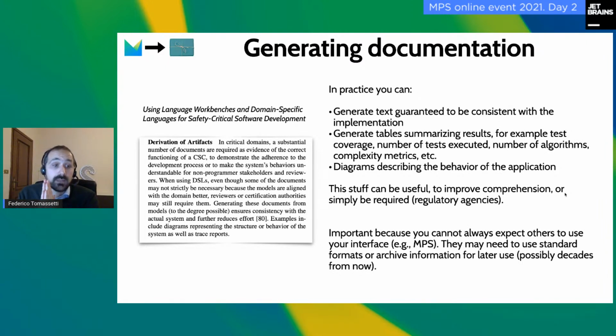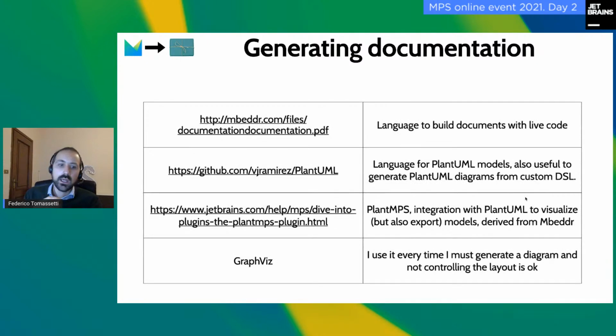And this may be something, this documentation, that you need to generate to give to people that have no access to MPS, maybe because they're external partners who don't want to use MPS and read the information from MPS, or because you need to provide this information to a regulatory agency like the FDA. So these are reasons to generate documentation.